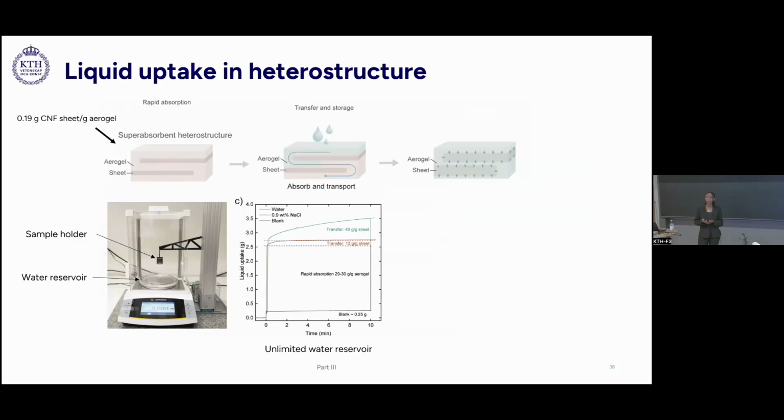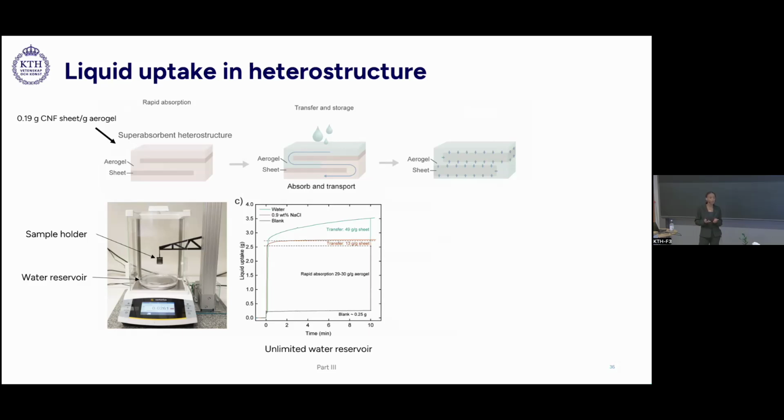We then integrated the CNF sheets into the heterostructure and measured the water uptake in the whole structure. And this was done by lowering the sample into a water reservoir. And we did this with a water reservoir with a volume of water above the saturation capacity of the aerogels. And from this, we found that the liquid uptake divided into two regions.